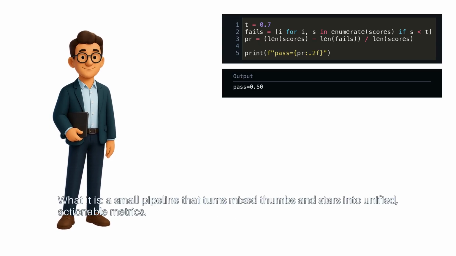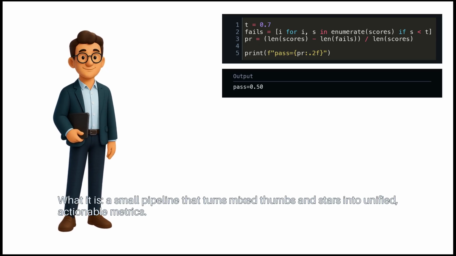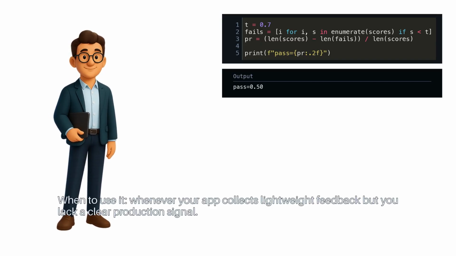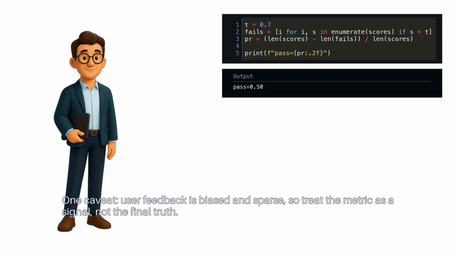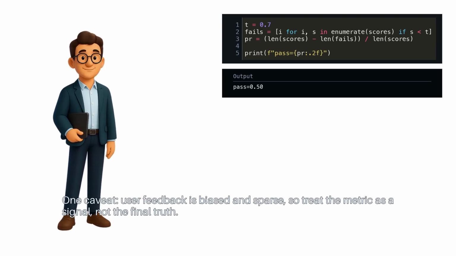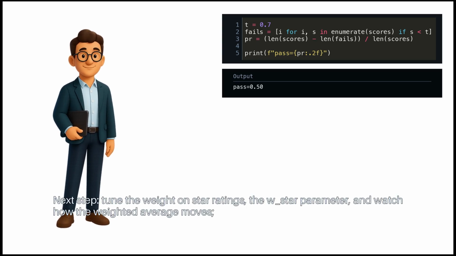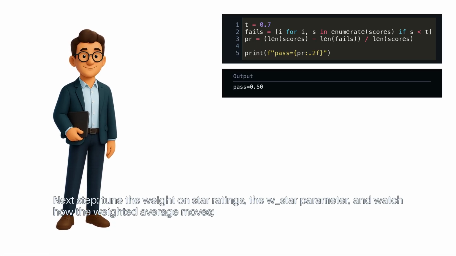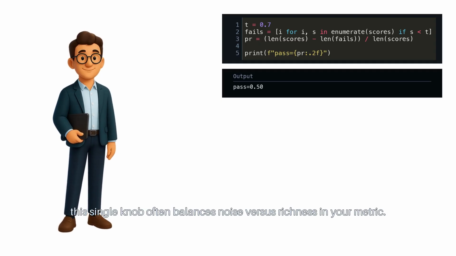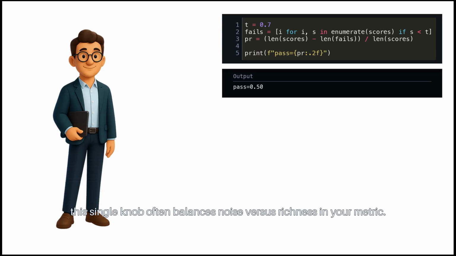Recap: what it is: a small pipeline that turns mixed thumbs and stars into unified, actionable metrics. When to use it: whenever your app collects lightweight feedback but you lack a clear production signal. One caveat: user feedback is biased and sparse, so treat the metric as a signal, not the final truth. Next step: tune the weight on star ratings, the W star parameter, and watch how the weighted average moves. This single knob often balances noise versus richness in your metric.